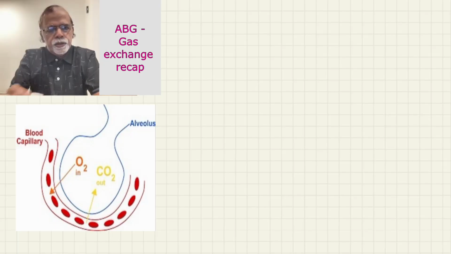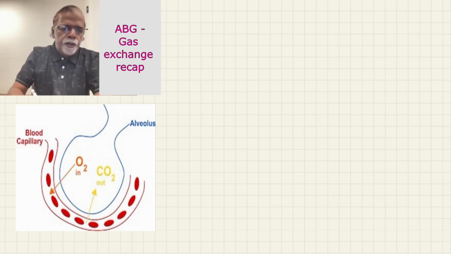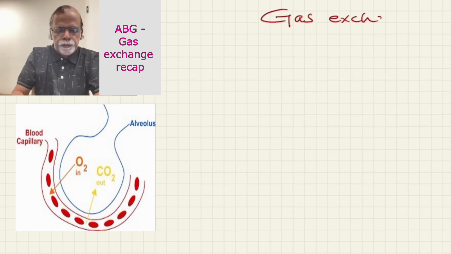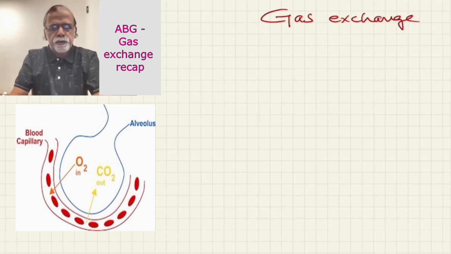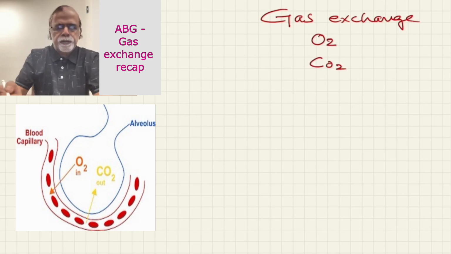In the last sessions we discussed the basics of ABG. Today I will be going to the interpretation of ABG. The basics of interpretation: you first look at the gas exchange. That is the first thing that you will be looking for. In the gas exchange, one is oxygen and the second is carbon dioxide.